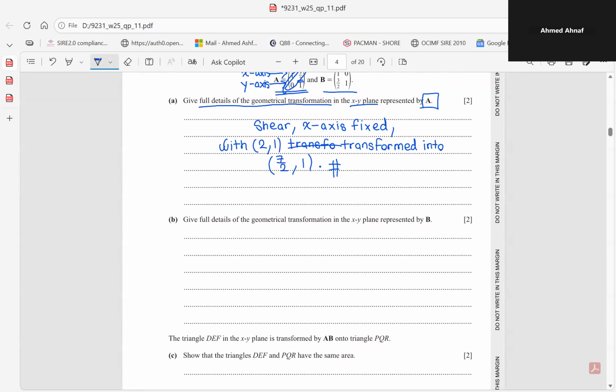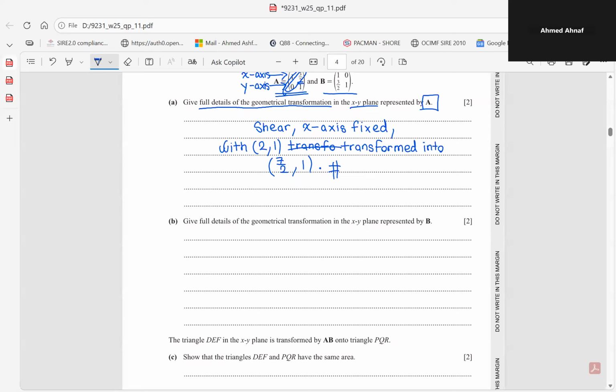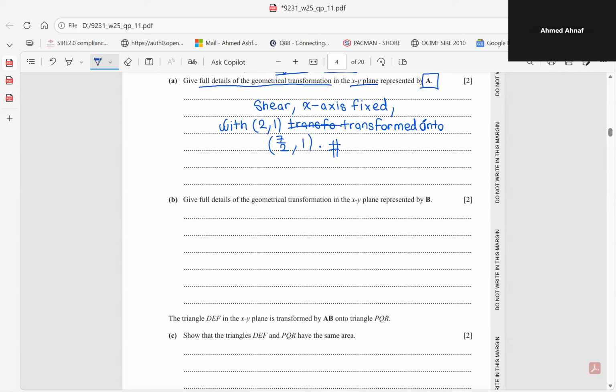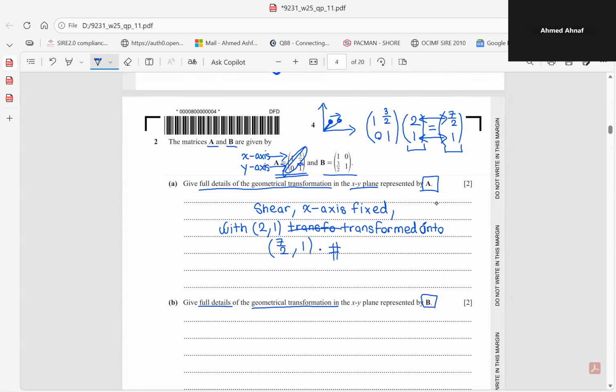Let's move on to the second part. Before I start the next part, I believe it's more appropriate to say transformed onto or mapped onto instead. That's the main thing I want to rectify. So part B is really similar. They told us to give the full details of the geometric transformation represented by B. So let's observe what B is.